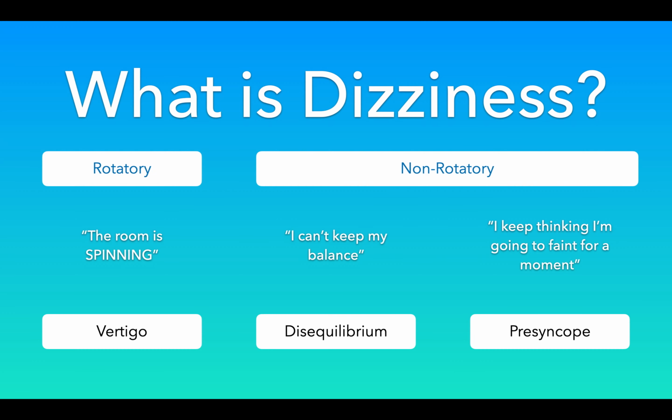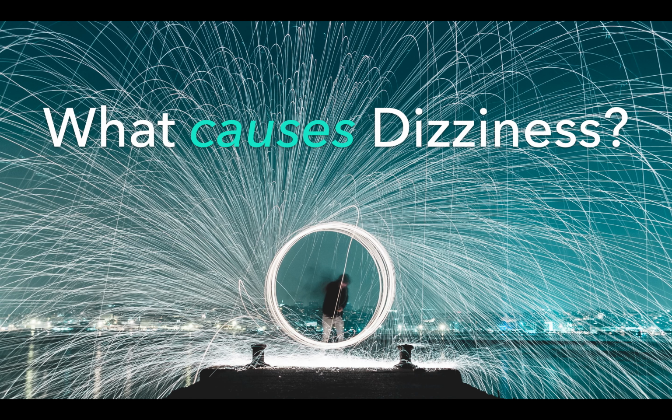Vertigo is also called rotatory because that's the spinning one, and then non-rotatory can be branched up into the disequilibrium and presyncope. So these terms will be batted around, used interchangeably, but there are key differences between them that you should be well aware of.